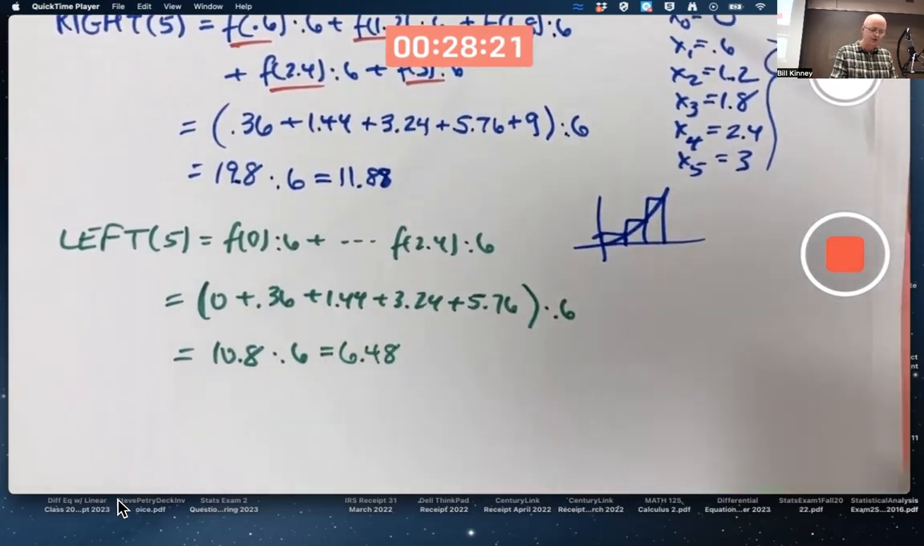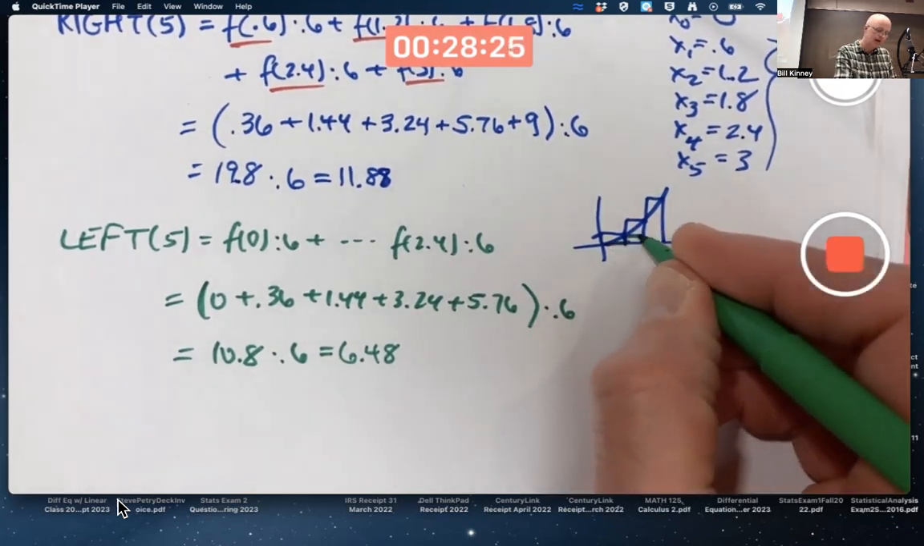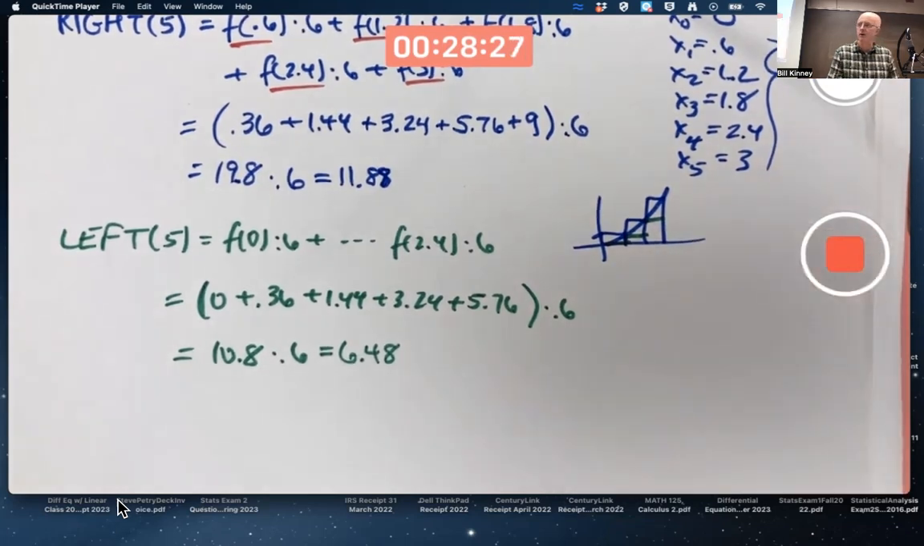And yes, that's too small because the left-hand sum is giving you areas of rectangles that are below the graph because the graph is increasing. If the graph were decreasing, which one's bigger and which one's smaller would get flipped around. For a decreasing graph, the right-hand rule is too small and the left-hand rule is too big, the opposite of what happened here.